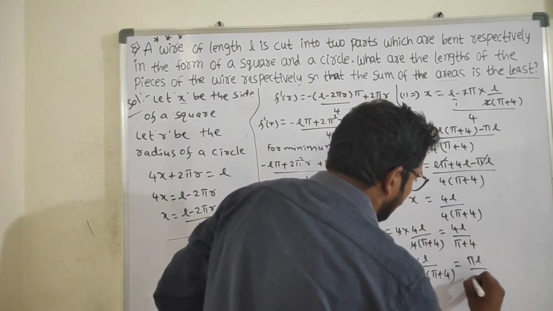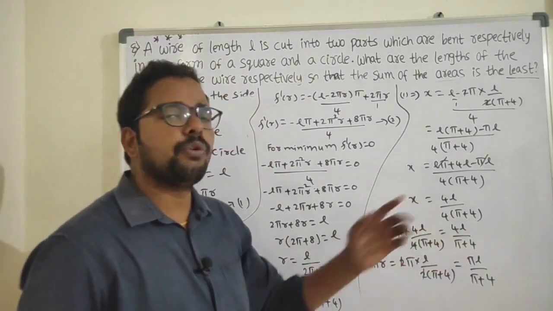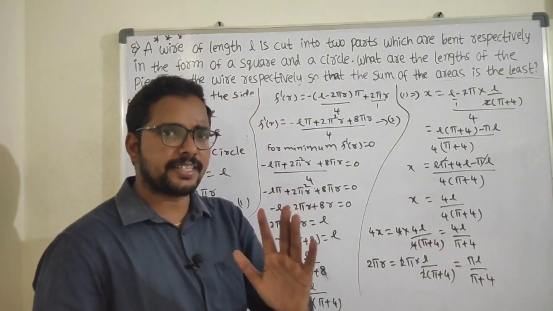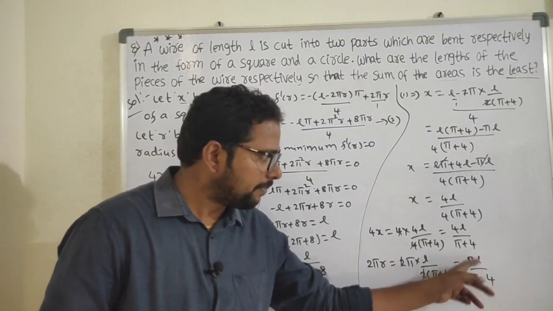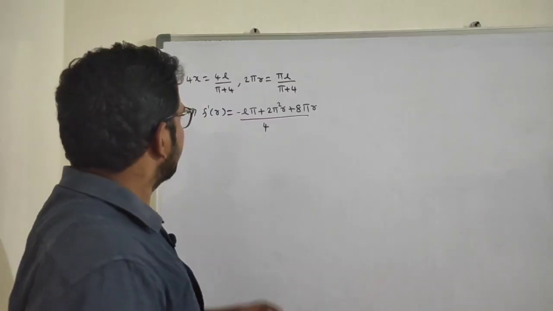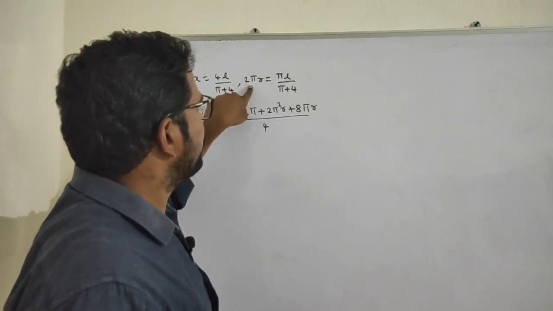These are the lengths of the two pieces. Why two pieces? Because we cut the wire into two pieces. First piece length is 4L by pi plus 4, second piece length is pi L by pi plus 4. 4x is equal to 4L by pi plus 4, 2 pi r is equal to pi L by pi plus 4.